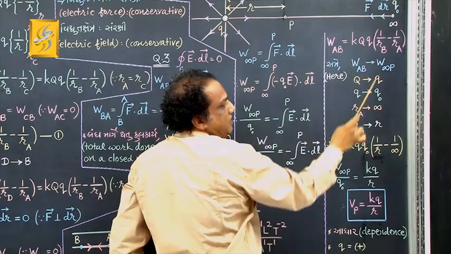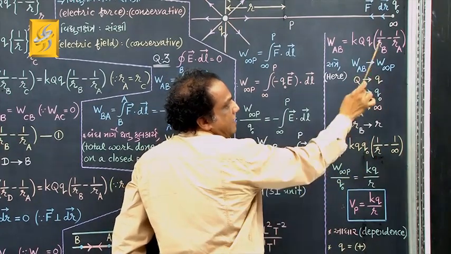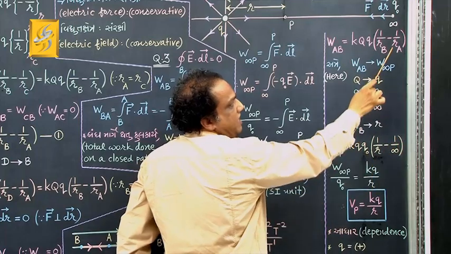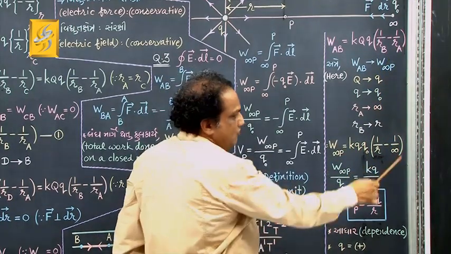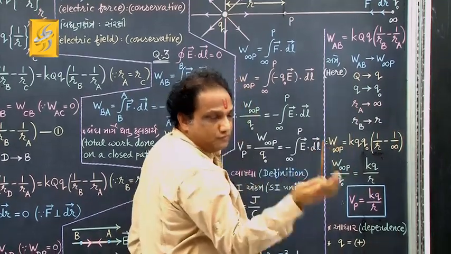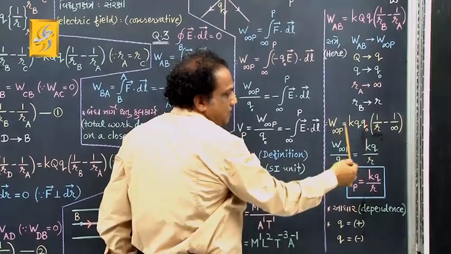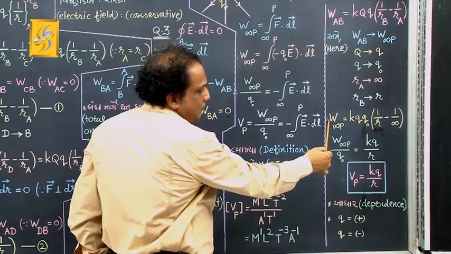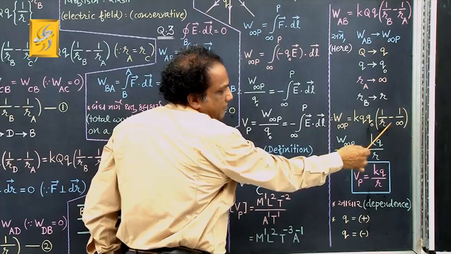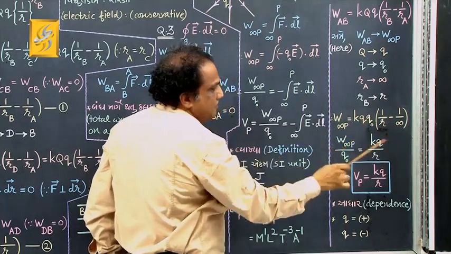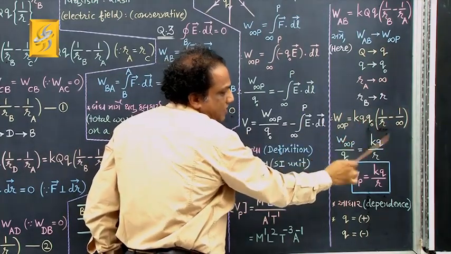RB should be replaced by R, and RA should be replaced by infinity. Don't you know 1 upon infinity is 0? Transfer this Q0 in the denominator to the left side: W from infinity to point P upon Q0 equals KQ upon R, because 1 upon infinity is 0. So what is left on the right hand side is KQ upon R.